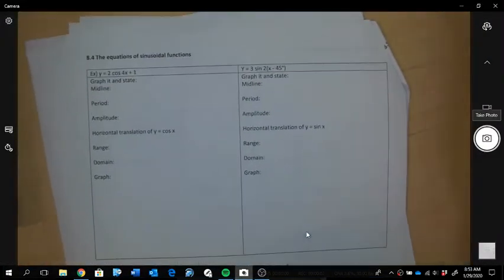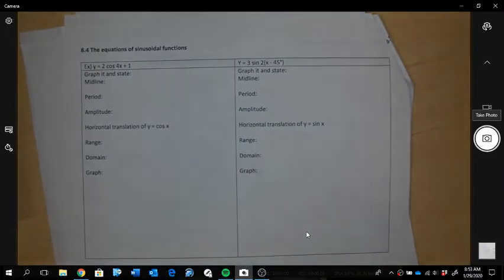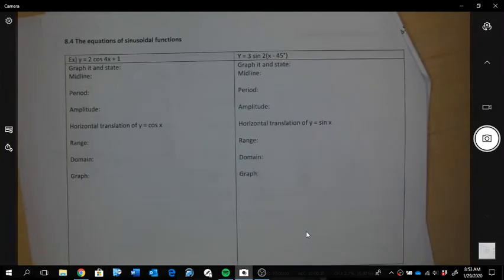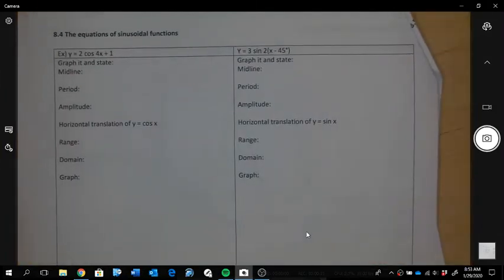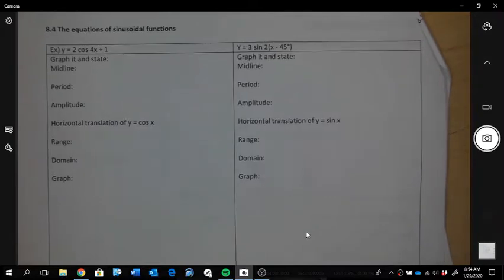Okay, today's lesson is 8.4, the equations of sinusoidal functions. I have two equations here to start with, so we're going to graph them and analyze them. The first thing we want to do with graphing sinusoidals is make sure we match the mode of our calculator and our windows with what we're inputting, so if we're doing degrees or radians. Let's put these in degree mode.